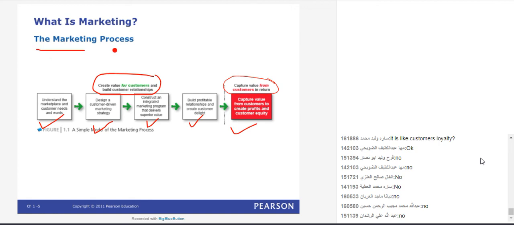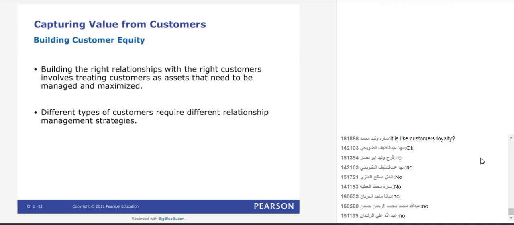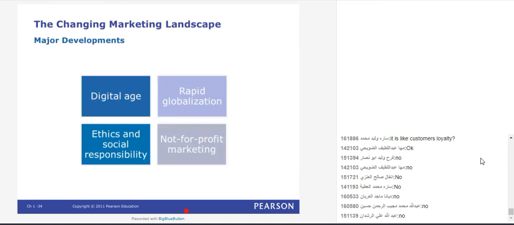So we now know what the marketing process is. Now we move to marketing in the new era, the digital age, and how the digital age and changing market landscape will change the marketplace. Okay, we have here major developments. These major developments are in the creation of the digital age. Now we have many technologies that change the marketplace. They changed the shape of the market and changed the environment.